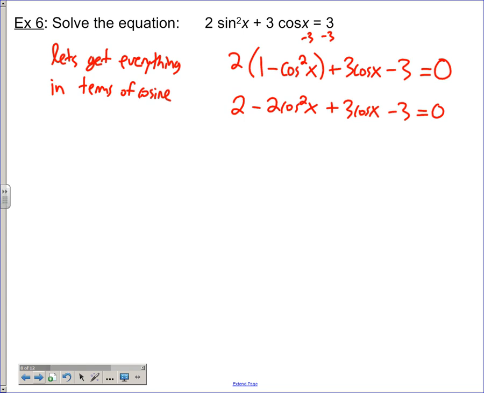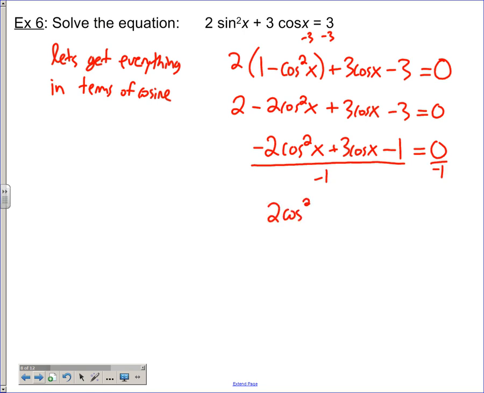Now we're going to put it in standard form, where it's ax squared plus bx plus c. So we've got negative 2 cosine squared x plus 3 cosine x. The 2 minus the 3 would give us a negative 1 equals 0. And just to make our lives a little bit easier, let's divide everything by negative 1 so that we have a positive a value. So 2 cosine squared x plus 3 cosine x plus 1 equals 0. Actually, correct that. The middle term should be minus 3 cosine of x.